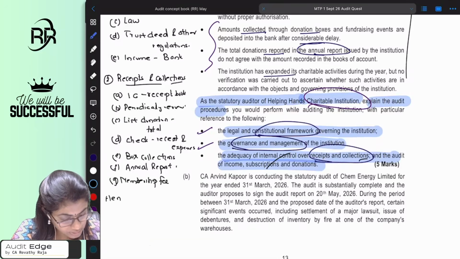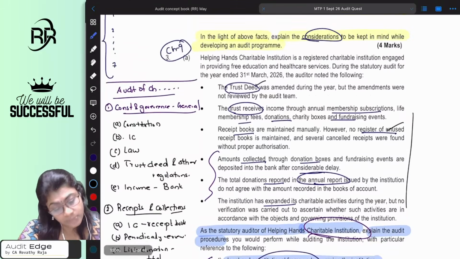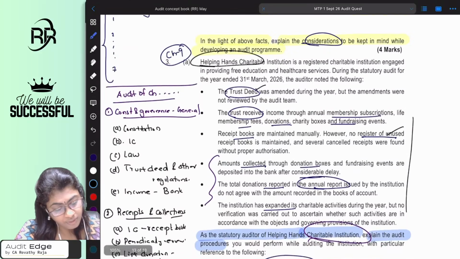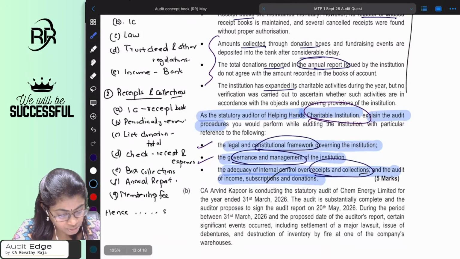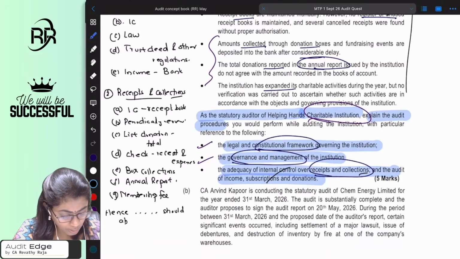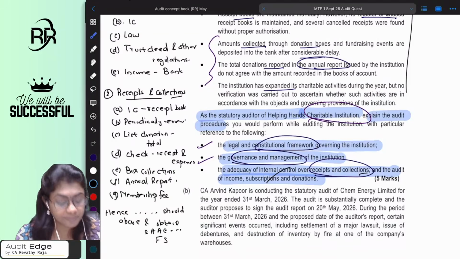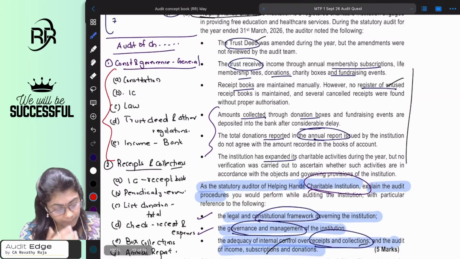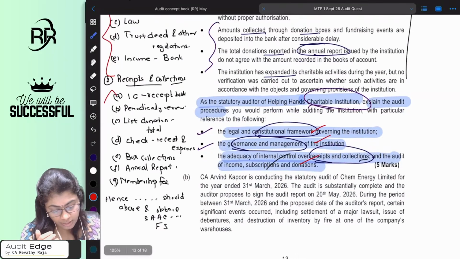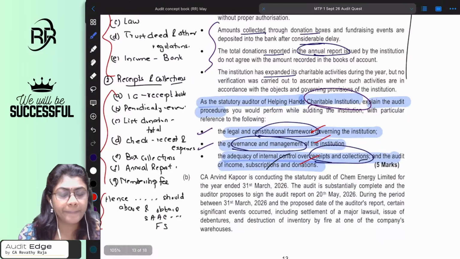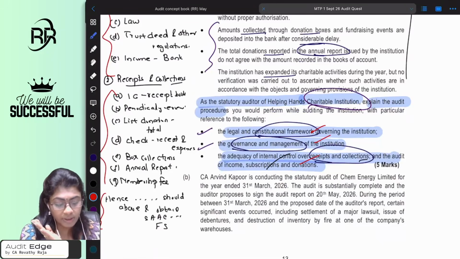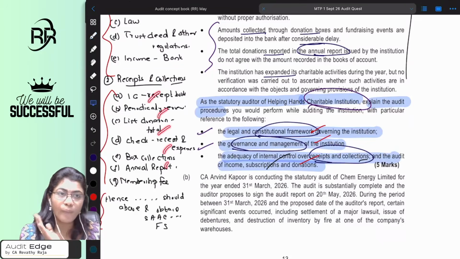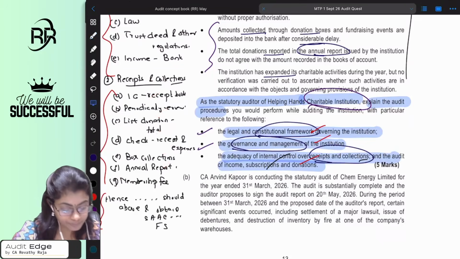Hence, conclusion. Hence, the auditor. Who's the auditor? The auditor of Helping Hands should ascertain the above and obtain sufficient and appropriate evidence that it is properly disclosed in FS. So the first part regarding the constitution, second part regarding the receipts, and finally the conclusion. See, here you can write it in points like this: 1, 2, 3, 4. No need to write in para.